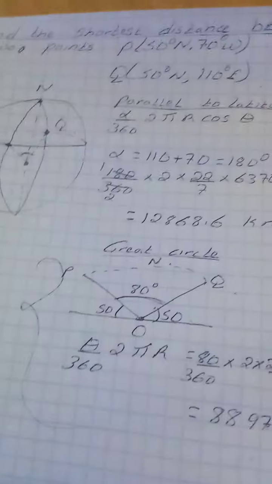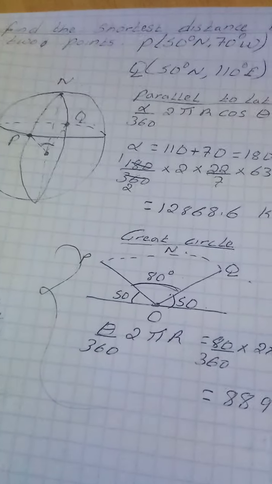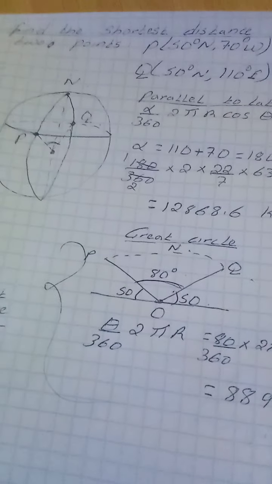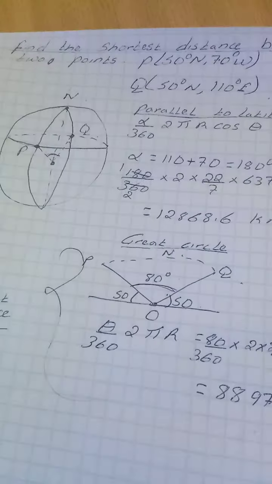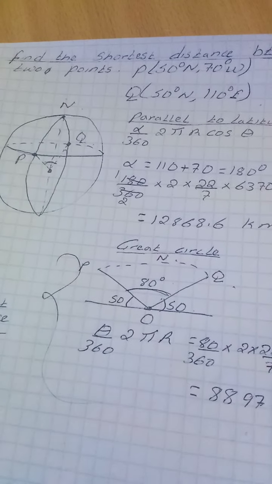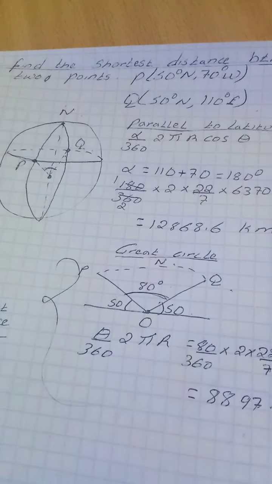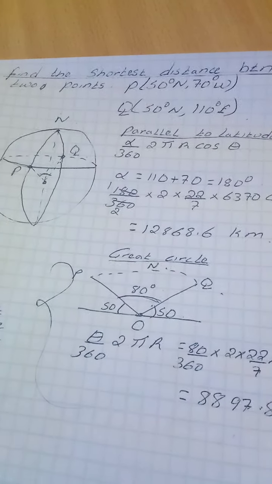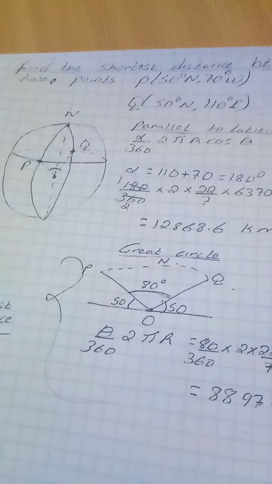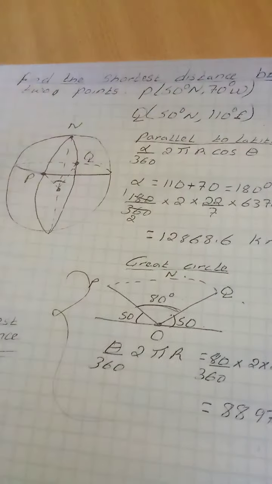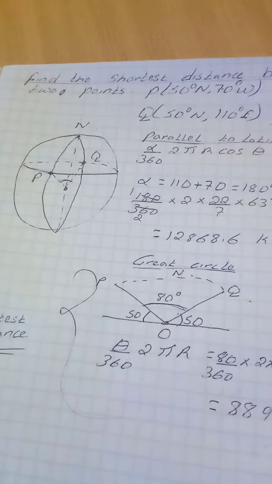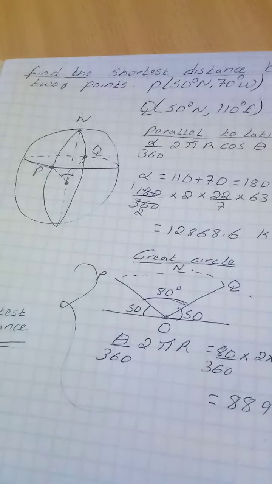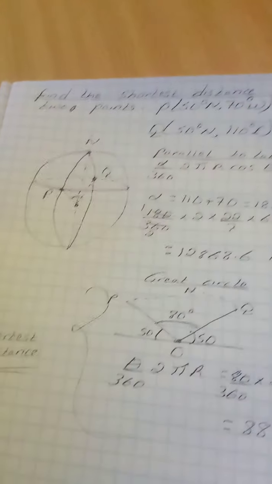Continuing with the topic of latitude and longitude. And remember, I've shown you how to get the distance on a great circle, and the distance on a parallel of latitude, or small circle. Then the other one is the shortest distance between 2 points. So the shortest distance between 2 points, this is how we determine it.